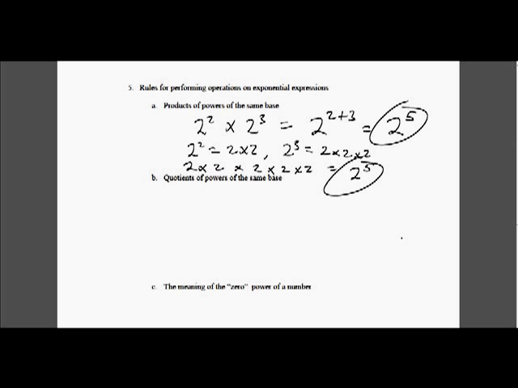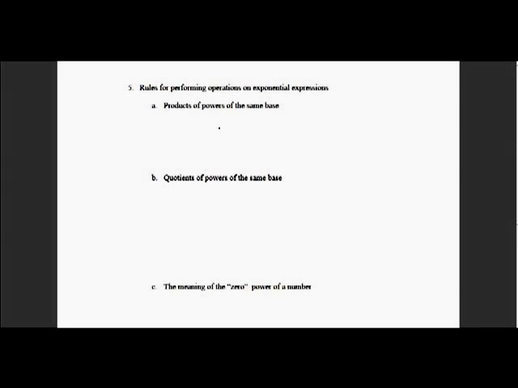Clearly this would extend to the product of any number of factors of the same base, that is, the product of any number of powers of the same base. The general rule then is written a to the m power multiplied by a to the n power is equal to a to the m plus n power. Now let's consider quotients of powers of the same base.